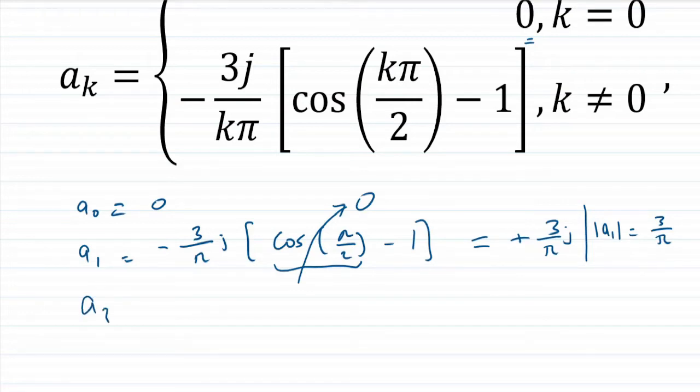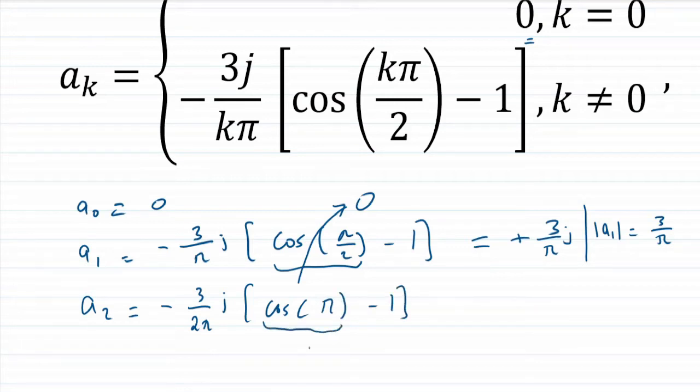Similarly, the second harmonic a_2, for which we set the value of k equal to 2, we have 3 by 2 pi j times cos of pi minus 1, and cos of pi is minus 1, so hence the outcome would be 3 by pi j. That is, a_2 again has a magnitude of 3 by pi. So both a_1 and a_2 are equivalent. As we mentioned, we're going until the third harmonic.